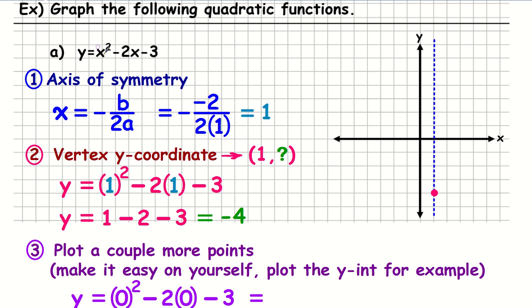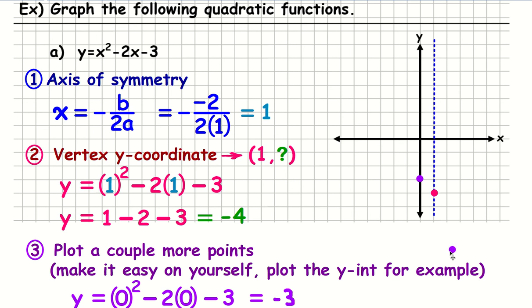So here we go. 0 squared minus 2 times 0 minus 3. That's going to get you negative 3. So another point that we have is 0 comma negative 3, right there. 0 comma negative 3 is going to be another point.